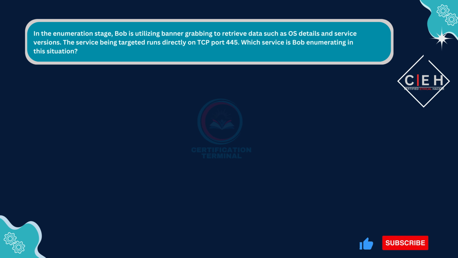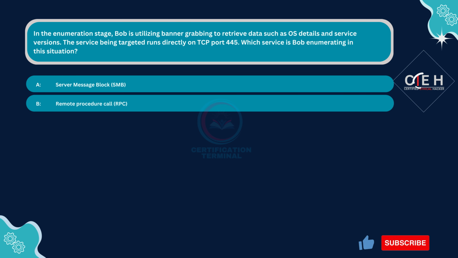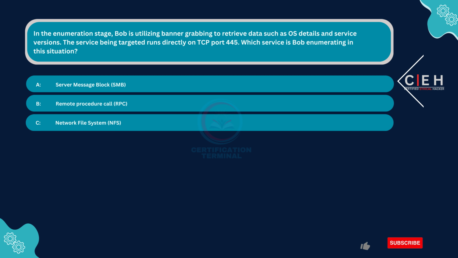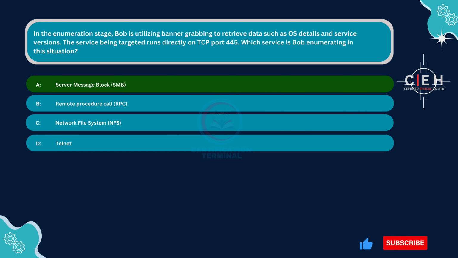Next question. In the enumeration stage, Bob is utilizing banner grabbing to retrieve data, such as OS details and service versions. The service being targeted runs directly on TCP port 445. Which service is Bob enumerating in this situation? Option A, server message block. Option B, remote procedure call. Option C, network file system. Option D, telnet. The correct answer is Option A, server message block.